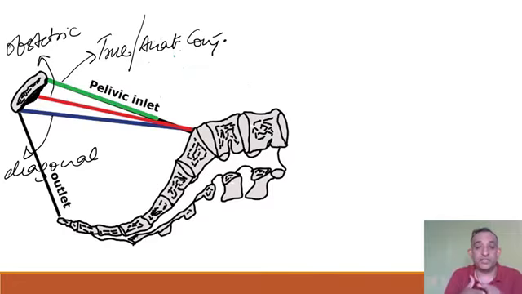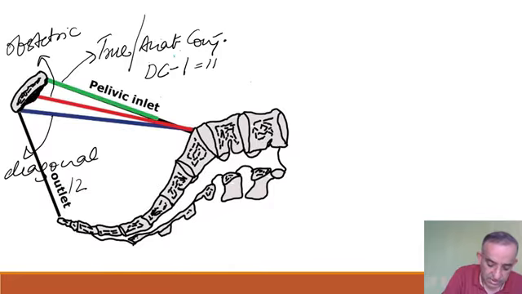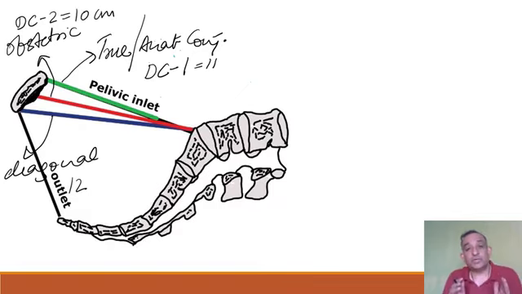With the obstetrician's fingers we measure the diagonal conjugate, and mostly it is around 12 centimeters. So the true or the anatomical conjugate is diagonal conjugate minus 1 centimeter, that is around 11 centimeters, and the obstetric conjugate is diagonal conjugate minus 2 centimeters, that is around 10 centimeters. So yes, the obstetric conjugate is derived by subtracting 2 out of the diagonal conjugate, and generally it's 10 centimeters.